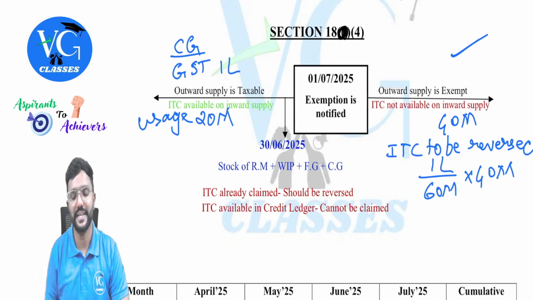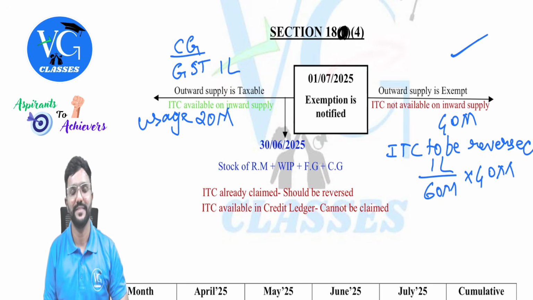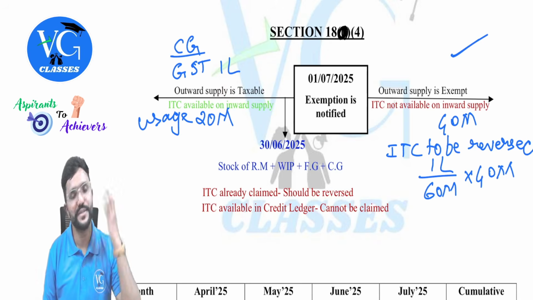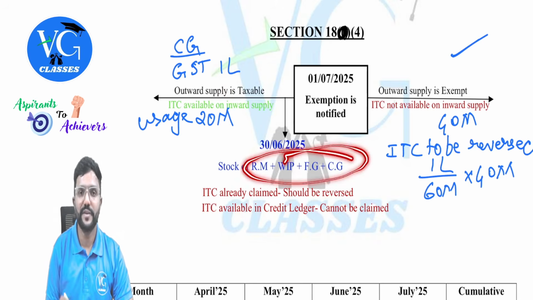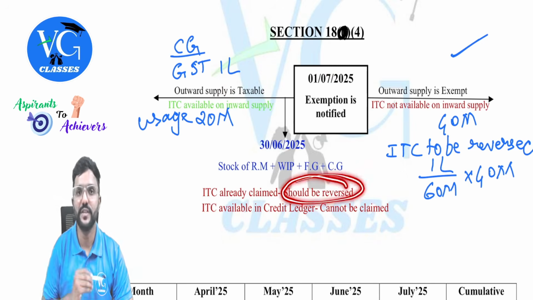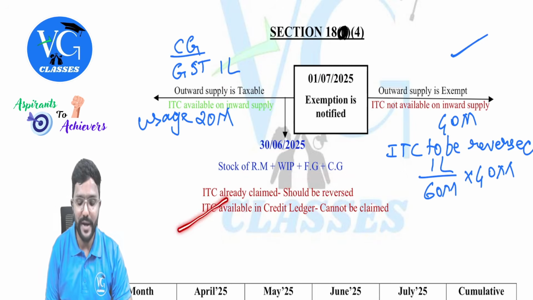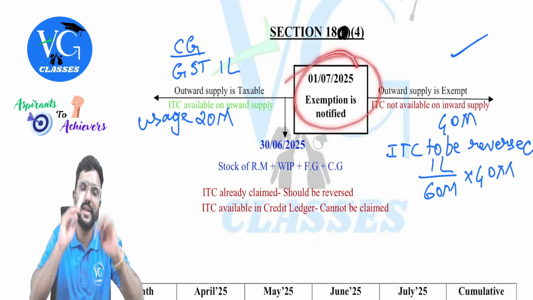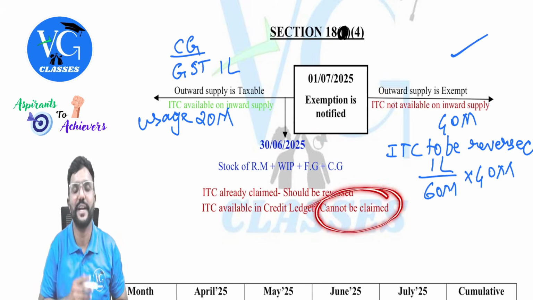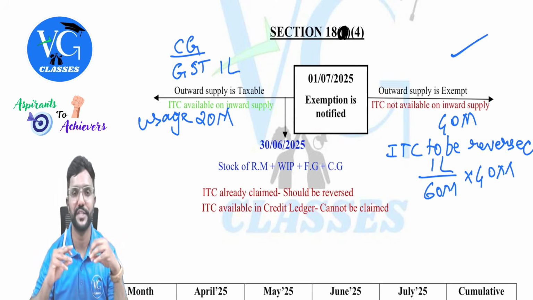But when will I use it, guys? On or after 1st July? That is when my outward supply is exempt. They're telling on this, if credit is already claimed, I should reverse it. No, sir, I have not yet claimed the credit. I was about to claim, but before that, my outward supply became exempt. In that case, you forget the credit. That's all. You cannot claim it. You cannot carry forward it.